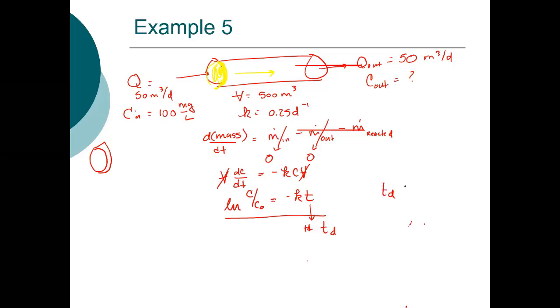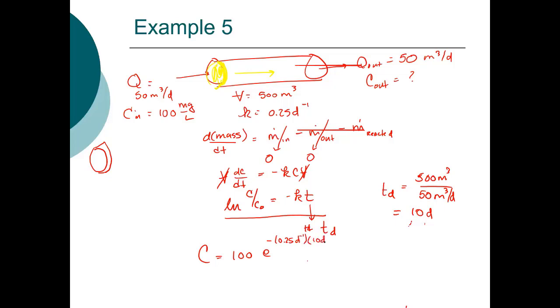And TD is equal to 500 cubic meters divided by 50 cubic meters per day, and that equals 10 days. So C is equal to 100 times e to the minus 0.25 inverse days times 10 days. Make sure your units are consistent. It's less. Okay. It should be less. Thanks for doing that.